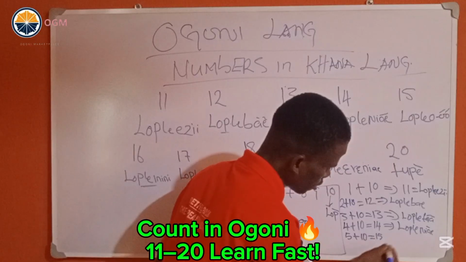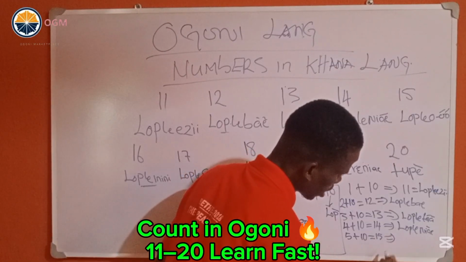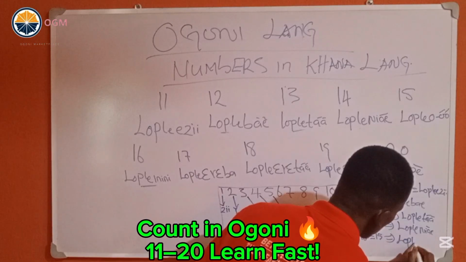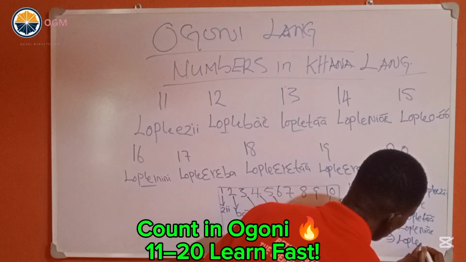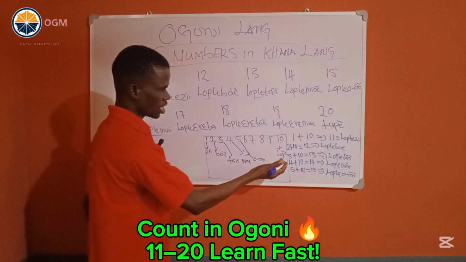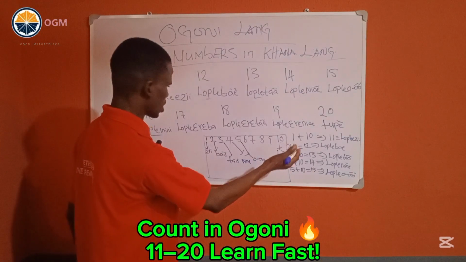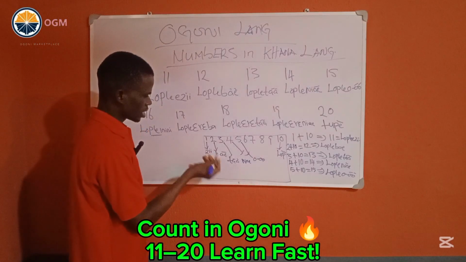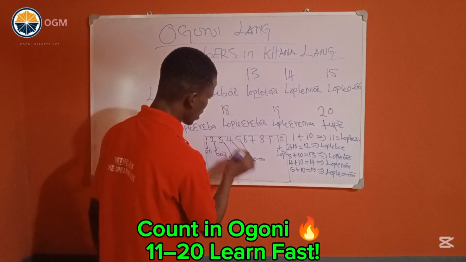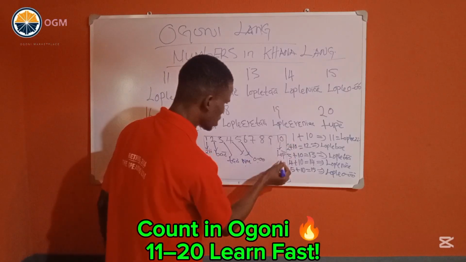So here 15 in Kana language, the Ogoni language, is called Loble o. Do you understand it? This will be better for you to understand, because we have here 1 zin, 2 ba, 3 ta, 4 nia, 5 is o, while 10 is loop.